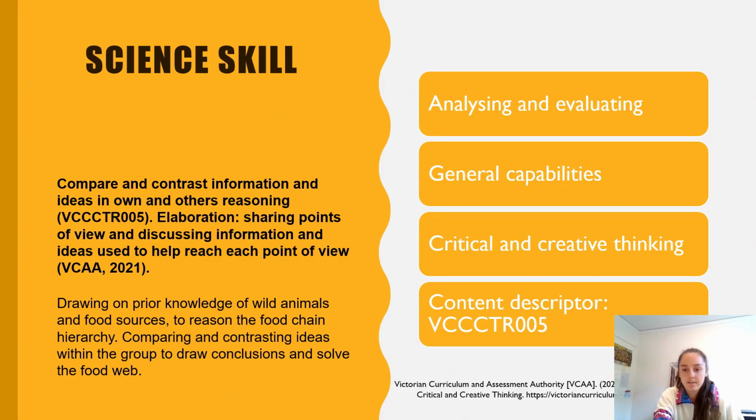The science skill of analysing and evaluating is achieved by students looking at their own data, comparing with others, drawing conclusions about the food chain hierarchy, and that's also tying into general capabilities of critical and creative thinking, particularly using ideas in own and others' reasoning and sharing points of view, discussing information and ideas used to help reach each point of view. So students have to draw on prior knowledge of wild animals and food sources to reason through making their food chain and bouncing ideas off each other to draw conclusions and solve the food web.